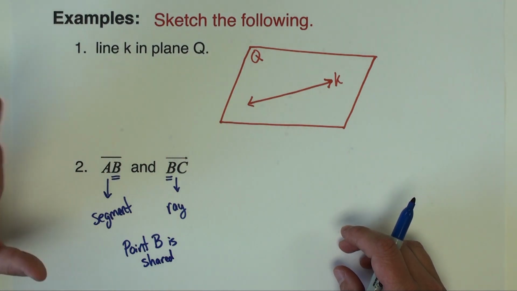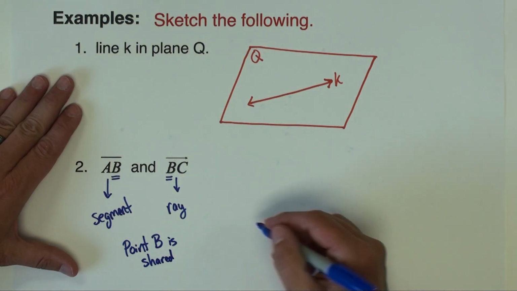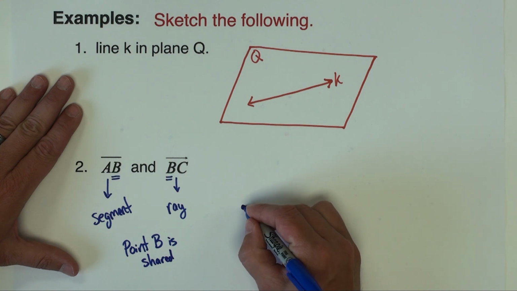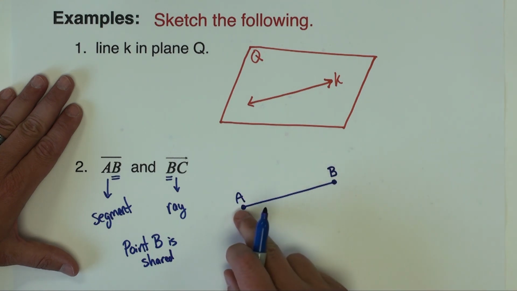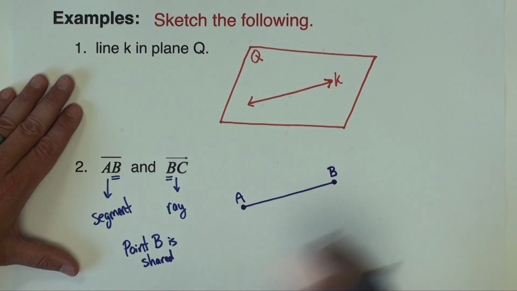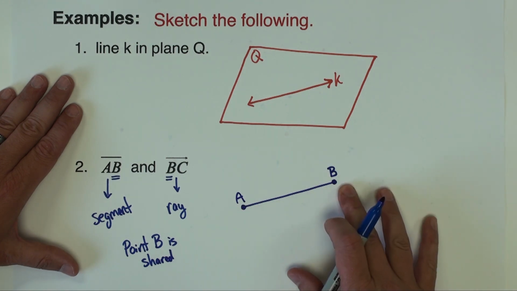Okay, so let's go ahead and do that. I'm going to start with the segment. So draw a segment, label the endpoints A and B. You can put B over here and A over here, it doesn't matter. But there's my segment AB.